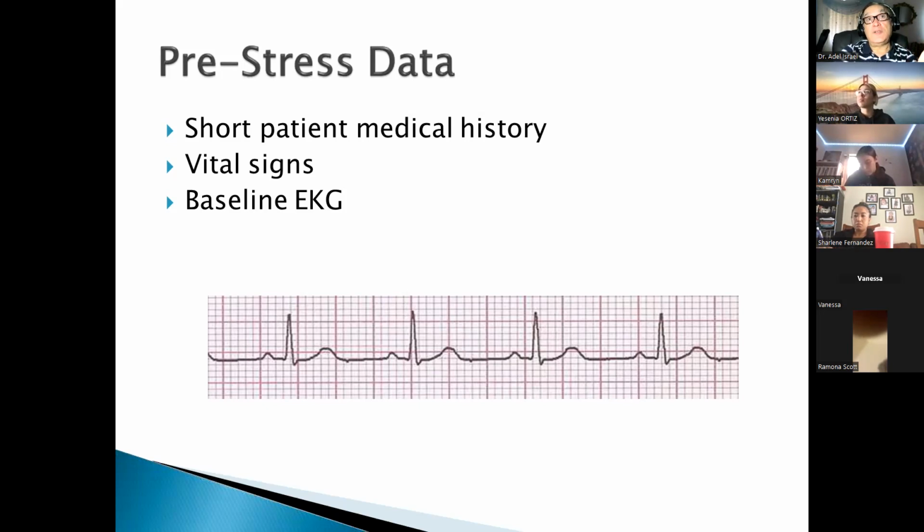We need to count the heart rate. We need to know what the blood pressure is. Okay, all of these are of great importance. Why? Because when I finish the test, I have to restore this situation back to the patient. I'm not going to allow the patient to go home while his blood pressure is still high. I'm not going to allow the patient to go home still having a very fast heart rate. So we have to have what we call a baseline EKG and take vital signs. I hope it is clear. And if you have questions, let me know.